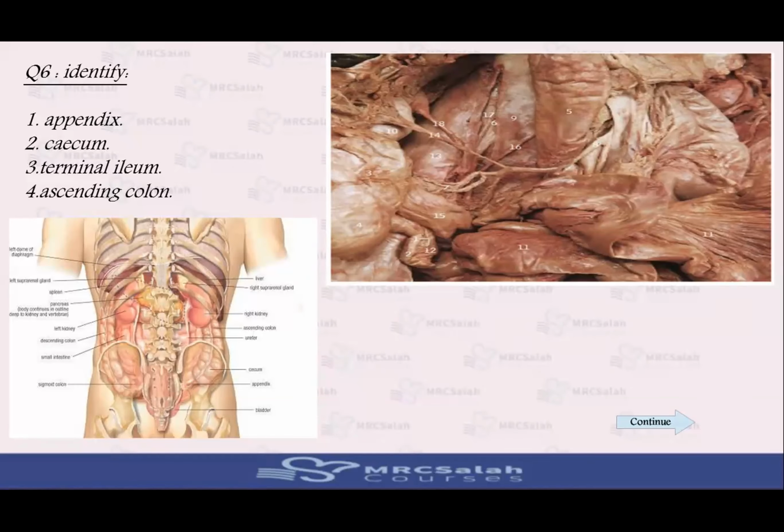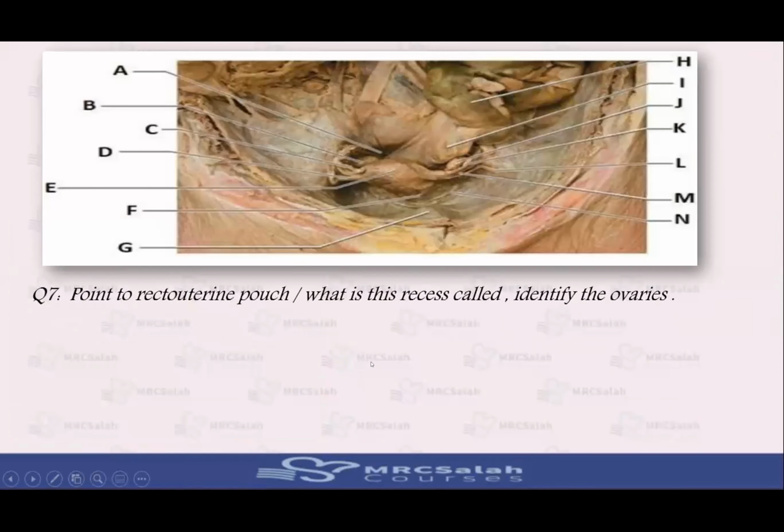Okay, continue, Maria. So who will go next, Dr. Hadir? Can you point to the rectouterine pouch? Which number? Number 8. Yes, and what is it called? What's the name? I don't know. Douglas pouch. Yeah, Douglas pouch.